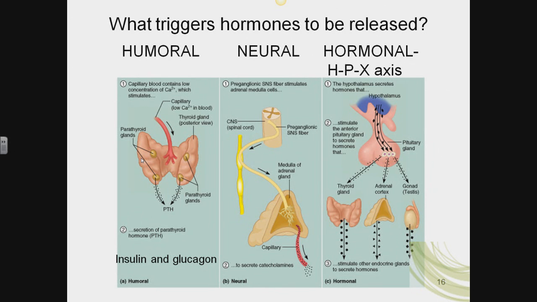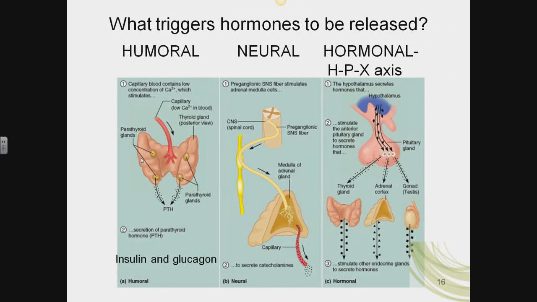So both glucagon and insulin are examples of humorally released hormones. Humor means of the blood. But they're not the only ones. Parathyroid gland is monitoring the calcium levels of the blood, and when they get too low, parathyroid gland releases parathyroid hormone, and that has 3 major target sites, which I will cover towards the end of this lecture. And the end result is that calcium levels go back up. Just to name a few.